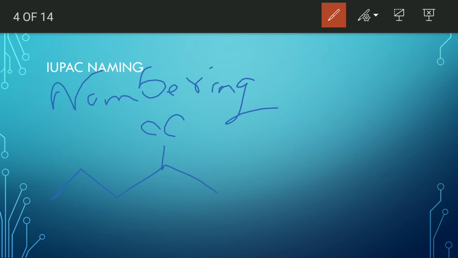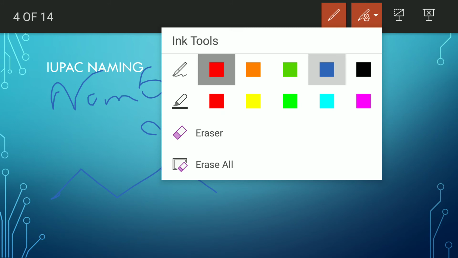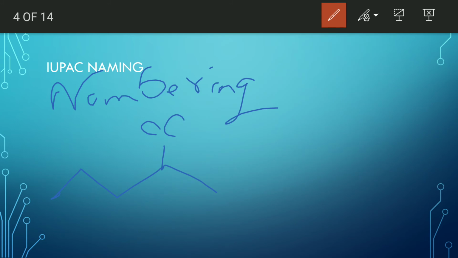Let me show you this one with different colors. Now I am naming it from right to left, and with another color I am naming it from left to right. Now tell me, in which case does the locant receive the lowest number? In this case, right?